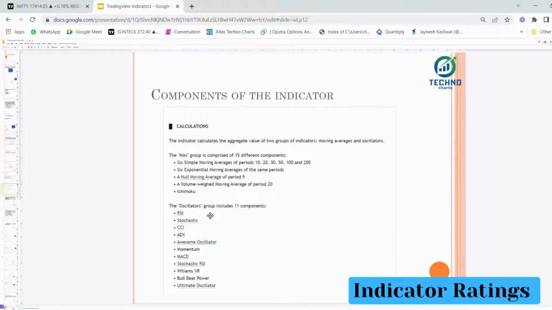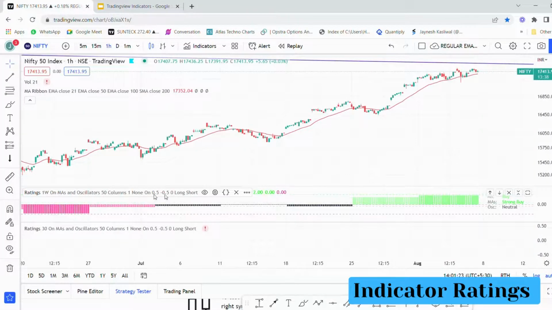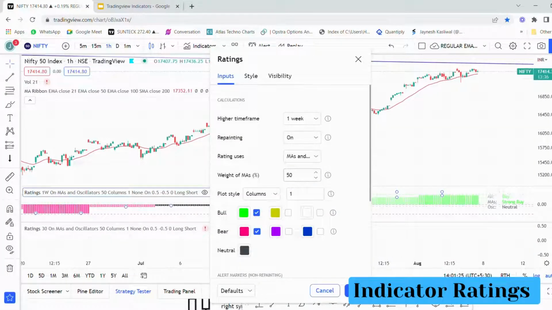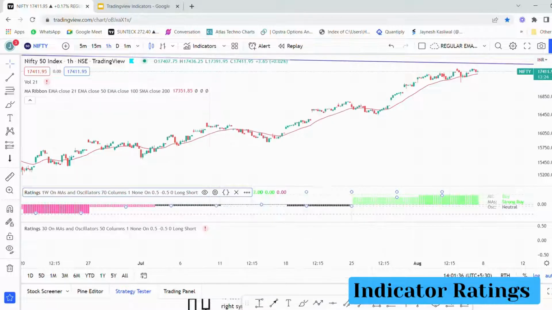The indicator we have used in the calculation is moving averages. It uses a combination of 6 to 7 different moving averages, and it uses oscillators as well, like RSI, stochastic, CCI, ADX, awesome oscillator, momentum, MACD, and all, right? You can also change the settings if you want to give more weightage to moving averages. Let's say you believe that moving averages are more important to you than oscillators. Then I will give more weightage to moving averages like this.